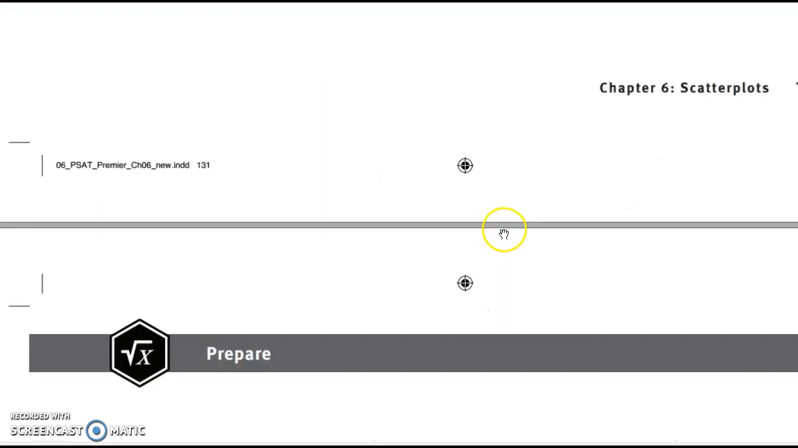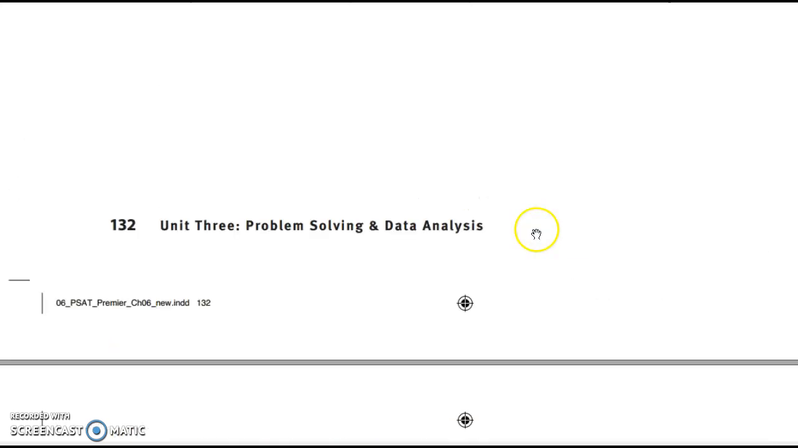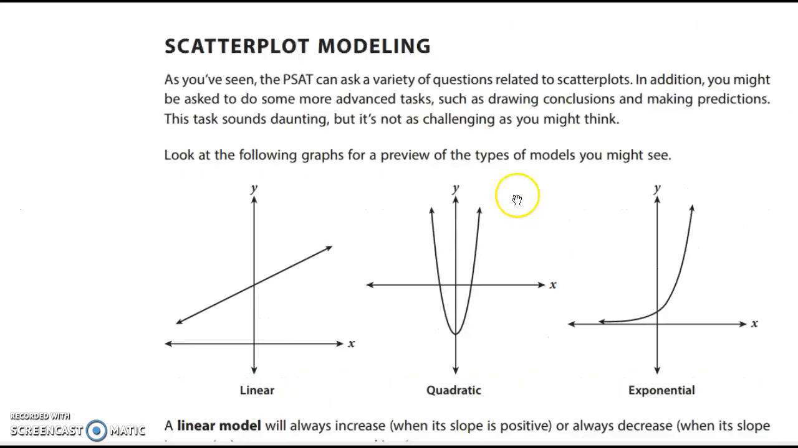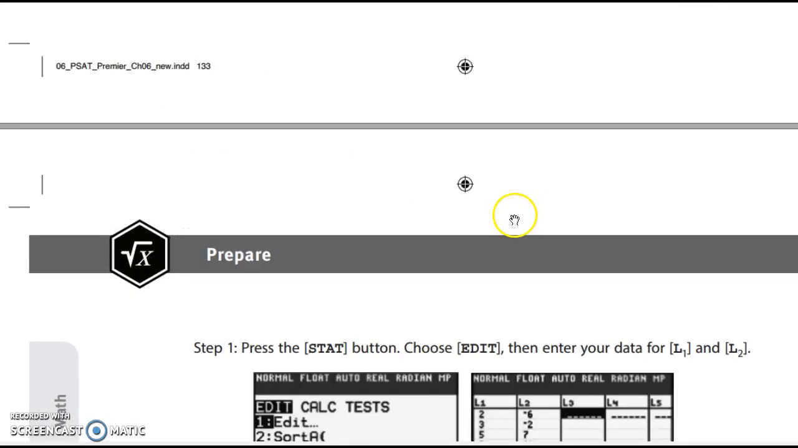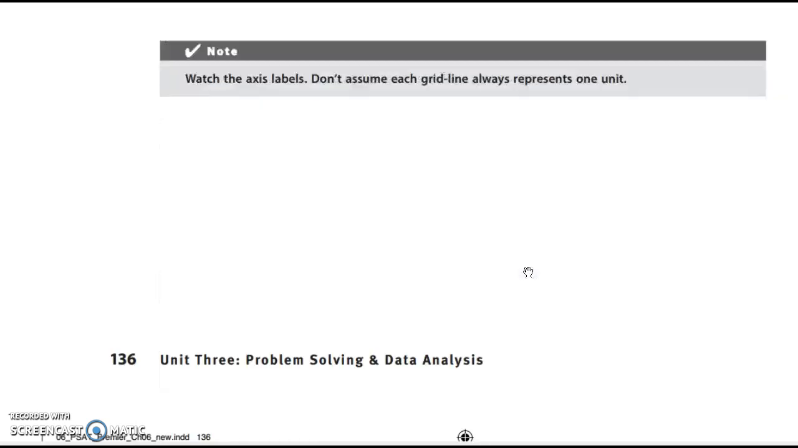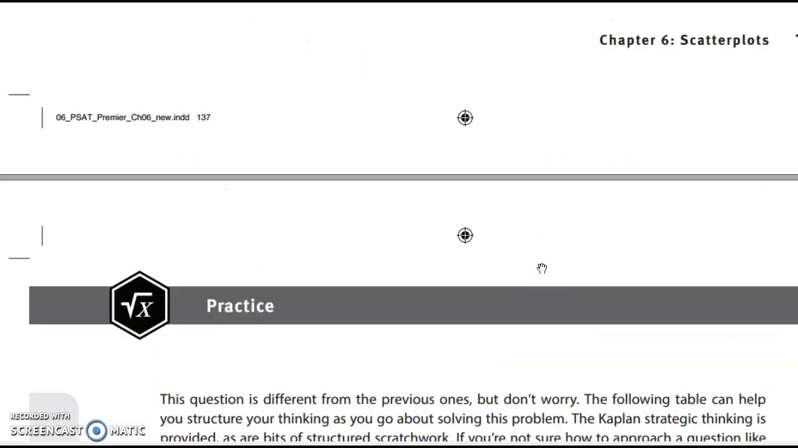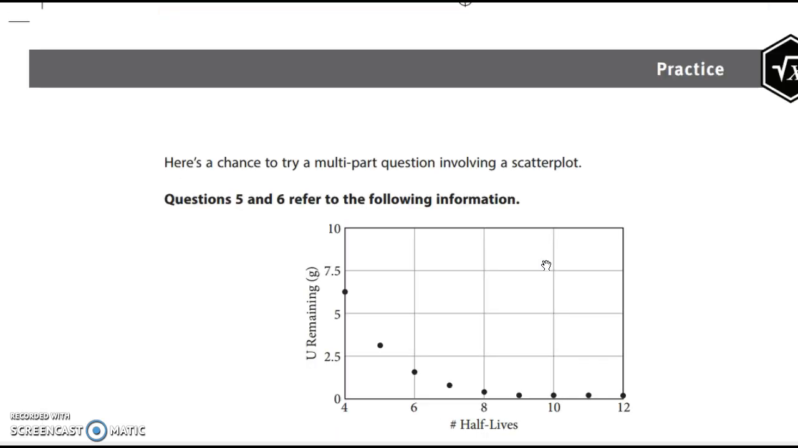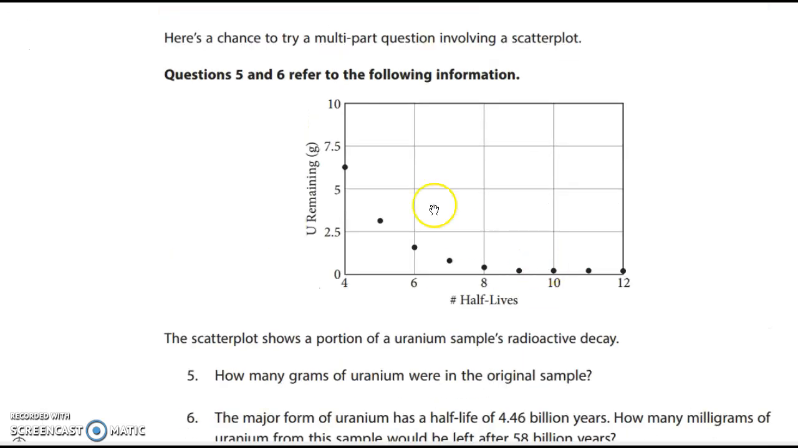Let's look at this one. This one is a little bit more obnoxious. Okay, so I'm skipping over scatterplot modeling, like what the graphs look like. Let's just keep on with the same topic of how do we deal with these exponential equations. So scrolling down, where are we getting? We got something here. Hold on a second. Okay, this is the obnoxious one. Here's a chance to try a multi-part question involving a scatterplot.